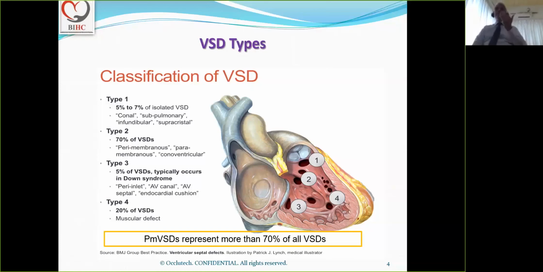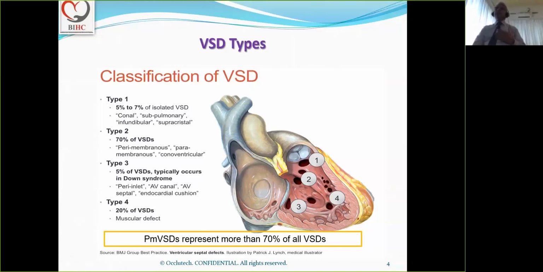The next one that you would find is an inlet type of VSD. This inlet VSD is right under the septal leaflet of the tricuspid valve. So in an echo, we will demonstrate what an inlet VSD is like, and the standard appearance of this is in Down syndrome. It's a large inlet VSD along with a primum ASD which constitute a complete AV canal. This is only about 5%.